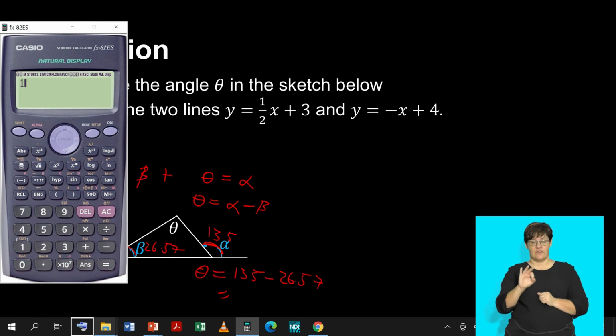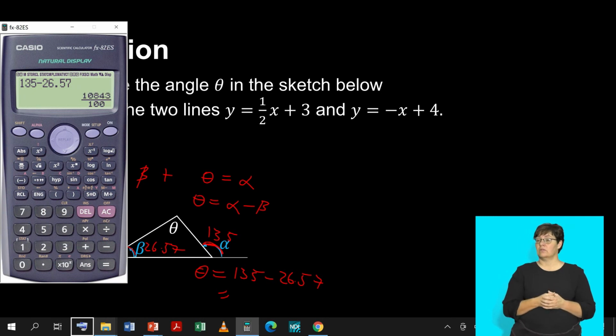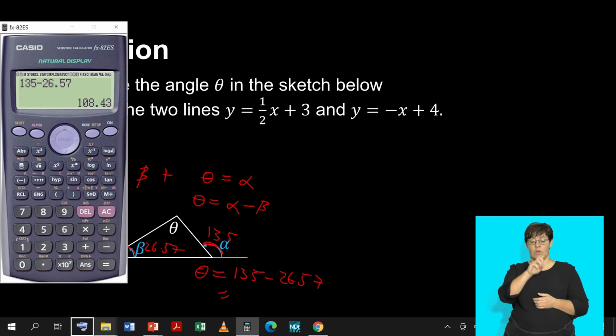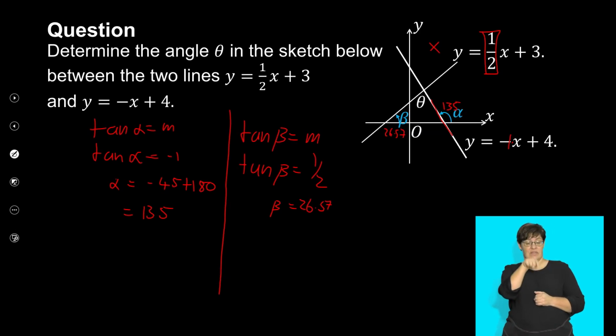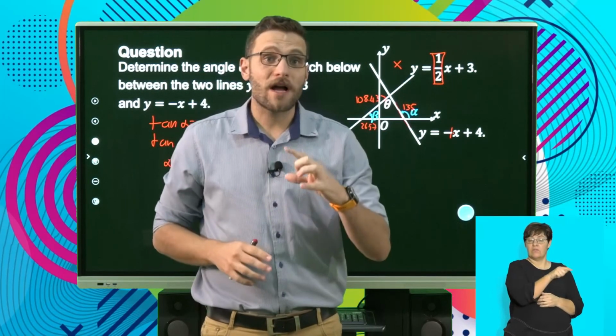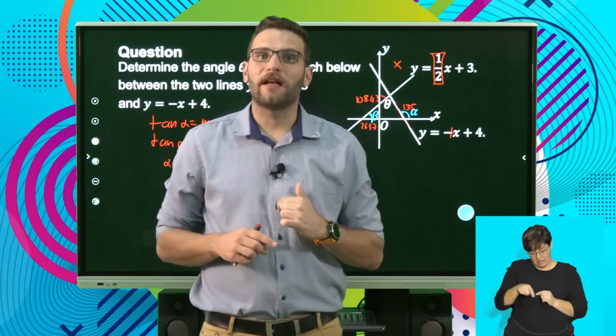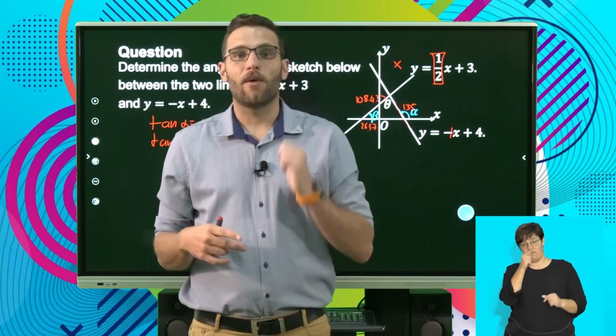I'm going to get 135 minus 26,57. And if I do that, I'm going to press SD there because I want a decimal answer. I'm going to get 108,43. So that angle there, theta, is 108,43 in the center. So whenever we have an angle between two lines, what I'm always going to do is work out the angle of inclination of the one line, work out the angle of inclination of the other line, and then use geometry to solve for the angle that they want me to solve.